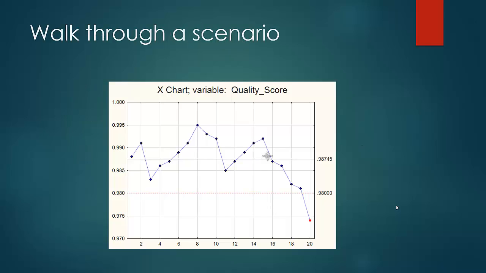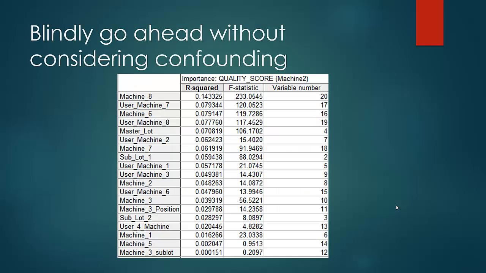And so let's just walk through a scenario now. We have an SPC chart that's been created in Statistica, and we notice that there is a data point that has fallen below the lower control limit. This should signal a root cause analysis. So I go ahead and do the predictor screening in Statistica Data Miner, and I find out that machine 8 has the largest F statistic.